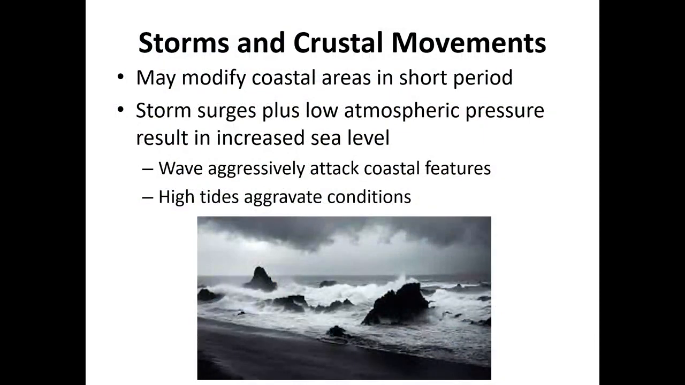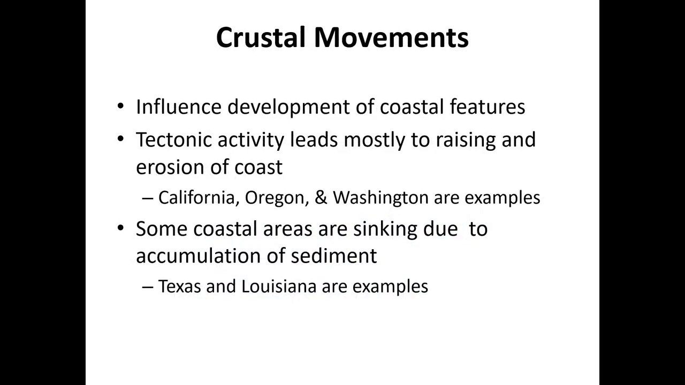So storms can cause a significant amount of erosion along coasts over a short period of time, especially hurricanes and other major storms. These are things that can significantly modify the coast in a short period of time. Waves can aggressively attack coastal features like pillars or arches and so on and break them down. And high tides can aggravate these conditions. If you have a major storm that hits at high tide, it can be really damaging to a city or area.